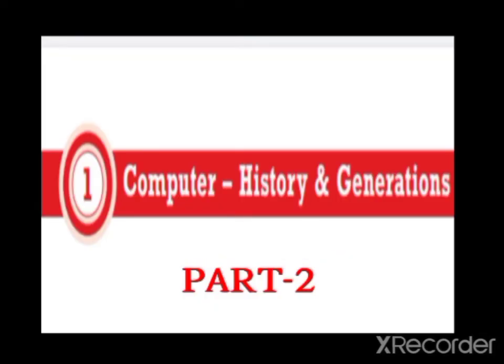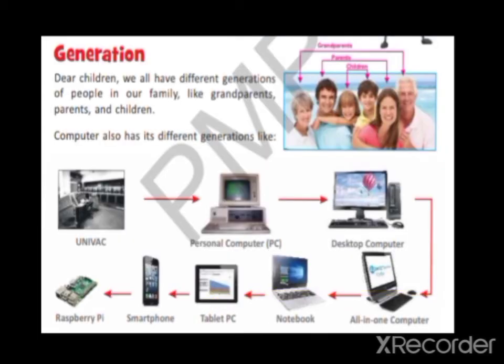Our today's topic is computer history and generation. Today we are going to discuss the generations. There are different types of generations of computers also. Firstly, the computer came into existence that was unique, using vacuum tubes and producing lots of heat. After that, the PC, with some new modifications, came into existence. After that, the desktop came into existence, which we are using nowadays also. After that, the laptop, then the tablet, and then the smartphone, which you are using a lot nowadays.